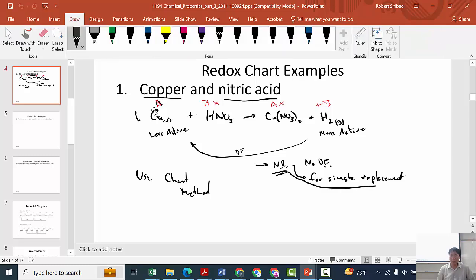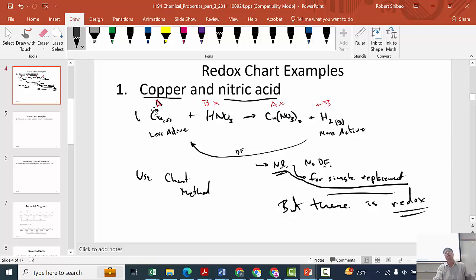But this one, we got no reaction for single replacement, but there is redox. So what I do is, I don't start off with single replacement. Single replacement is a very simple pattern, but there are too many exceptions in single replacement. So what I usually start off with is the chart method. But once you gain enough experience with the chart method, then you can easily see what the exceptions are for single replacement, because single replacement fails sometimes because of the way it assigns things.